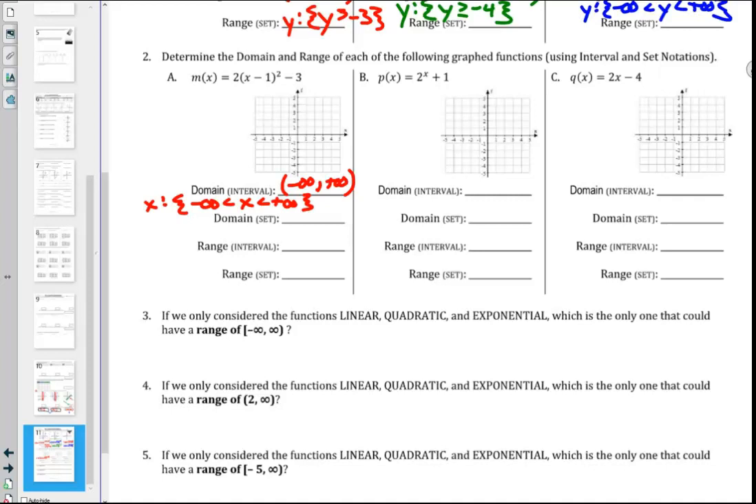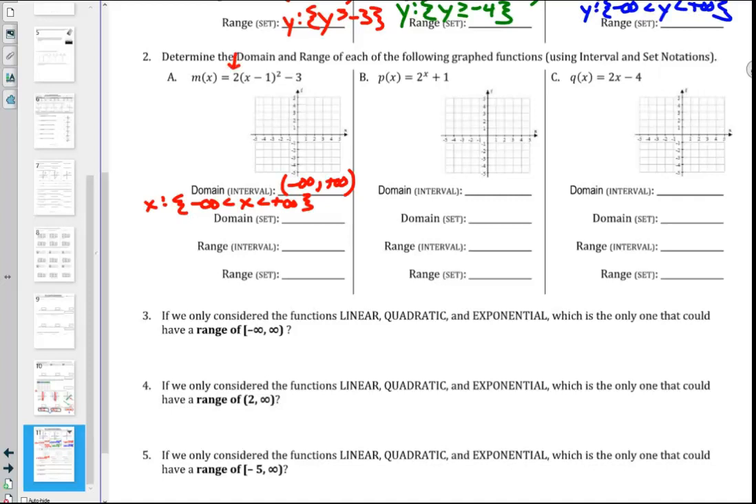Yeah, the vertex. It's either going to be for the vertex up or the vertex down, depending on where it's facing. Can you tell where this parabola is facing? Oh, how do you know it's going up? Because a is positive. So I know the range has to be going up.